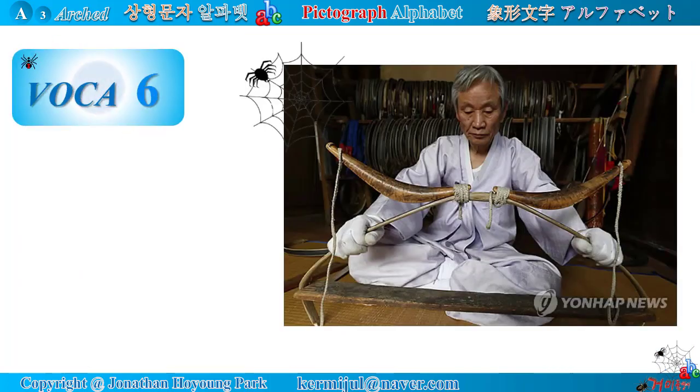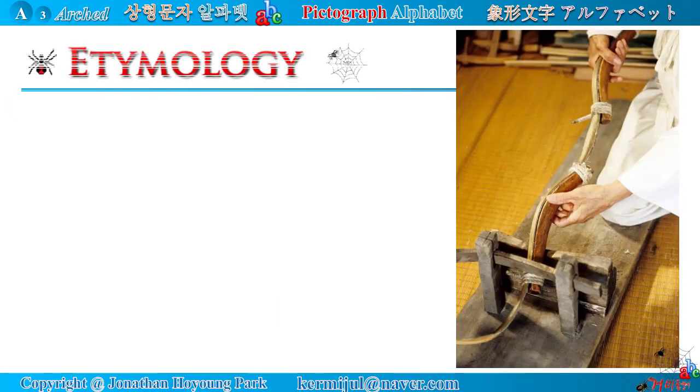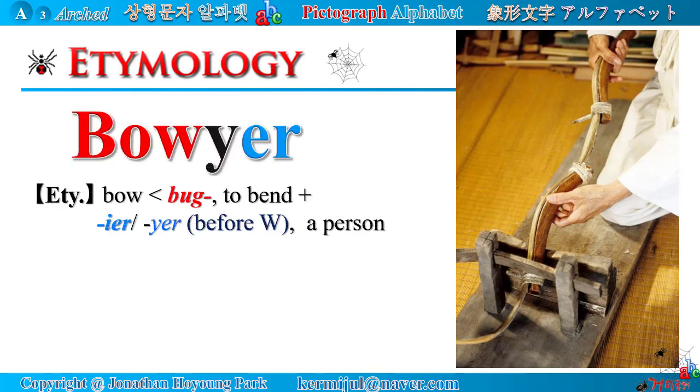Vocabulary number 6. Bowyer. Bowyer is a craftsman who makes a bow. Etymology. Bowyer is composed of an English word bow and a suffix, -er, meaning a person. Literally, bowyer is a craftsman who manufactures a bow. Meanwhile, bow is derived from the root buck meaning to bend. A phoneme buck means bulged in an arc shape.